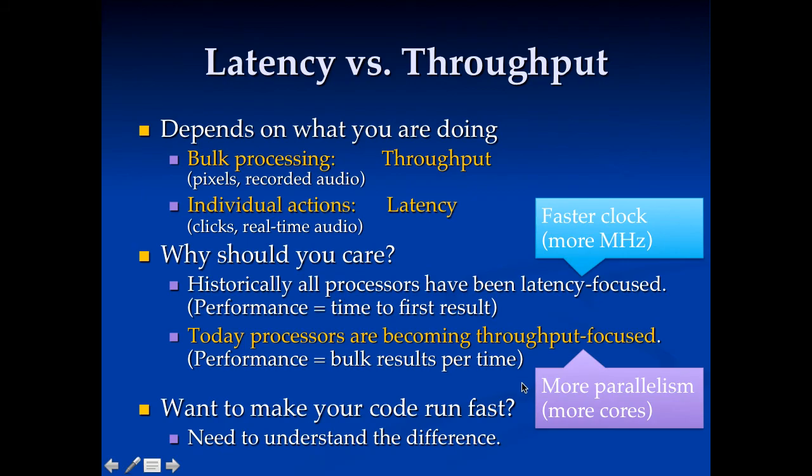And why should you care about this? Well, if you want to make your code run fast. If you want to say, I'm going to write a program that runs faster on future processors, you need to understand the difference because future processors are becoming more and more throughput focused and having less and less advances in latency performance. That means you need to think about this when you're designing your programs and figuring out how they'll run in the future.